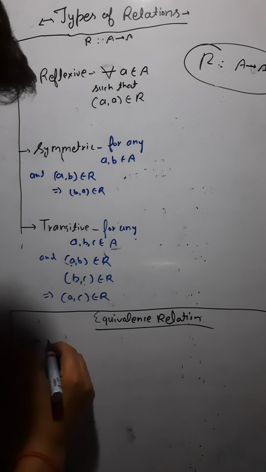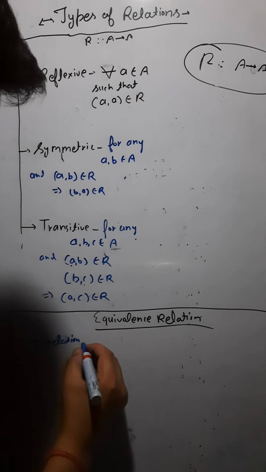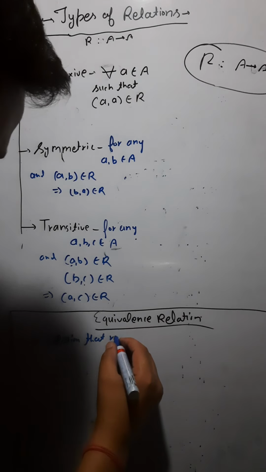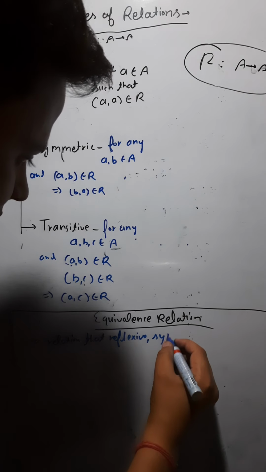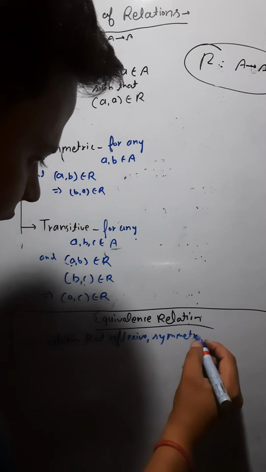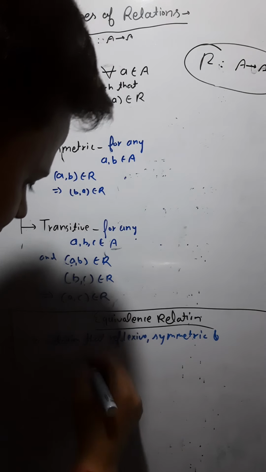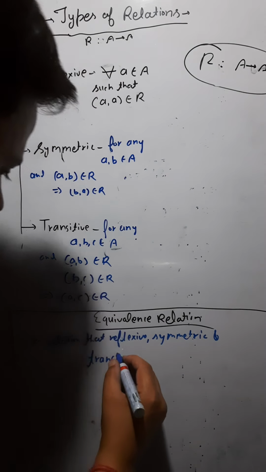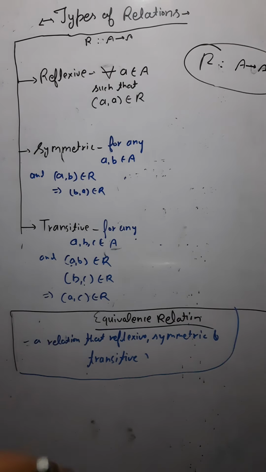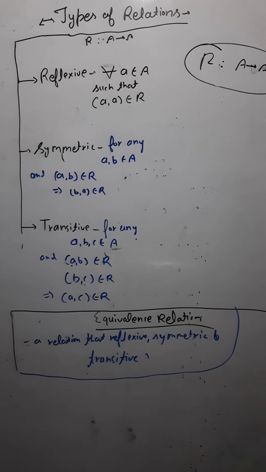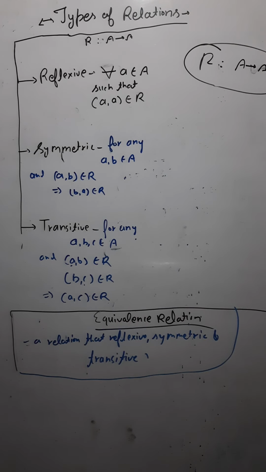A relation that is reflexive, symmetric, and transitive. Then only you would be calling such a relation an equivalence relation. Are you getting this? Okay, just note it down. Then I would be telling you something other.